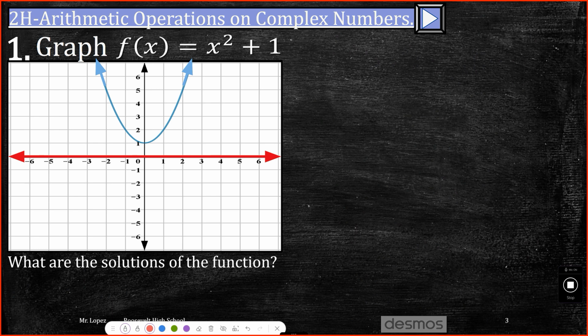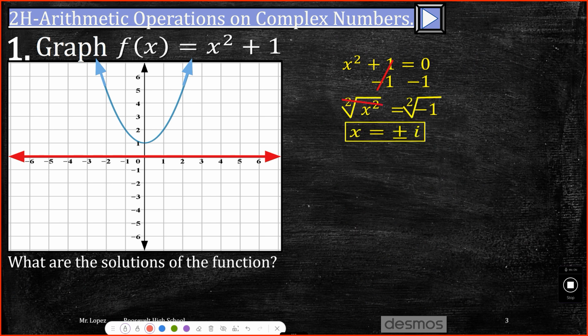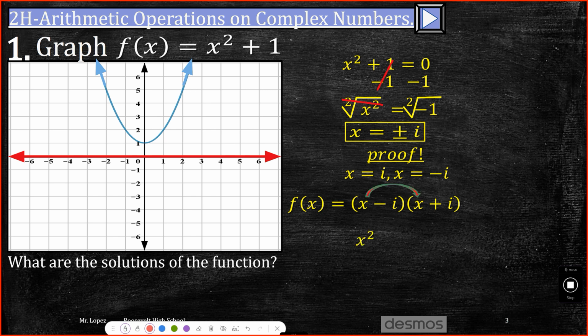Just look up there. I'm going to do this again. We're saying that x squared plus 1 is equal to 0, minus 1 on both sides, square root on both sides. X is equal to plus or minus I, because the square root of negative 1 is I. Then multiply it out by doing the proof. F of x equals that, as if you put it in factor form.